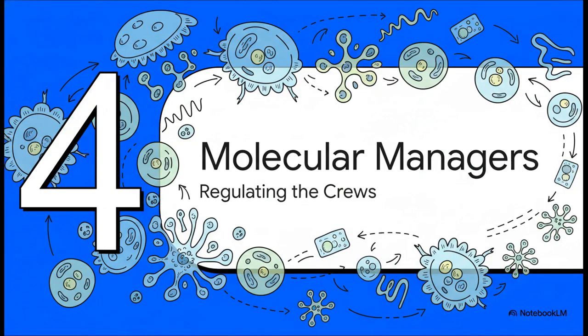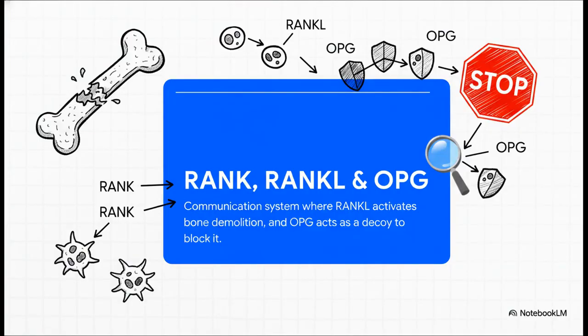Section 4, the molecular managers, regulating the crews. So we know what the cells do, but how do they know when to do it? Let's zoom into the cellular communication level. The absolutely crucial point here is this very specific signaling loop, RANK, RANKL, and OPG. Think of this as the secure communication system for your bone's demolition crew.